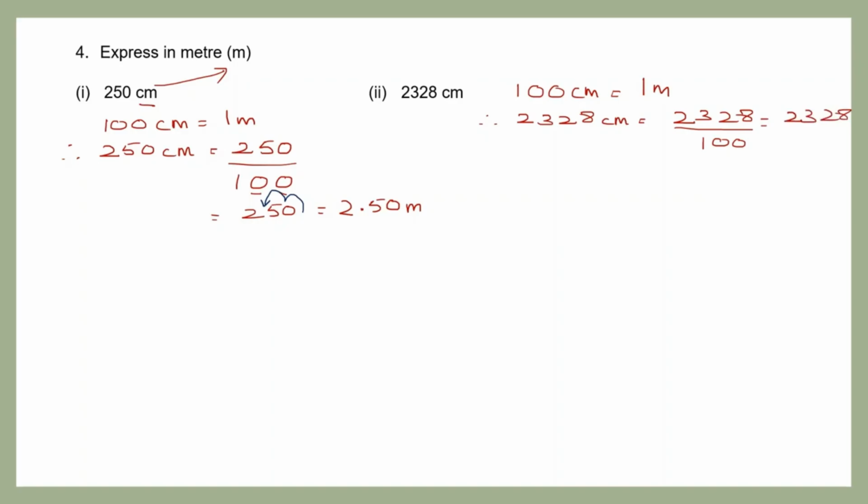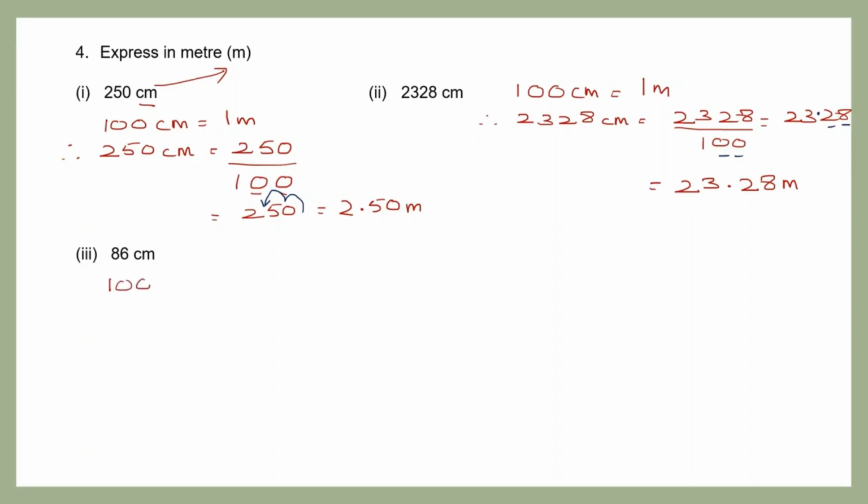It has two zeros. The point moves two places to the left and comes here. So what do I get? I get 23.28 meters. So I've done my conversion. Question 3. Convert 86 centimeters into meters.